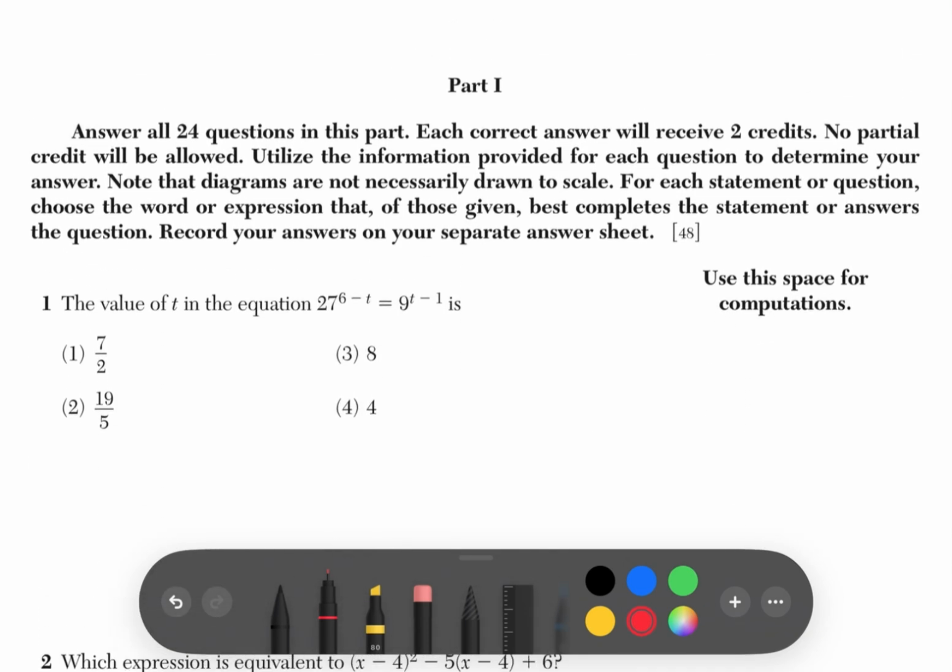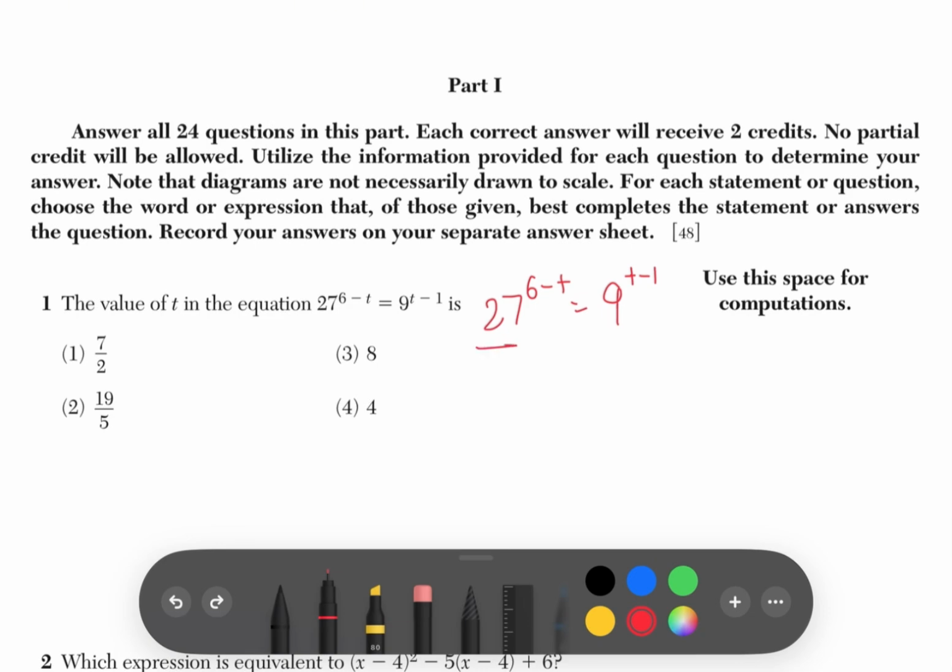So question 1 says, the value of t in the equation 27 to the power of 6 minus t is equal to 9 to the power of t minus 1 is... So we need to solve for t in this case. So I'm going to rewrite this as 27^(6 minus t) equals 9^(t minus 1). So we have two exponents here, and we have to set them equal to each other in order to solve for t.